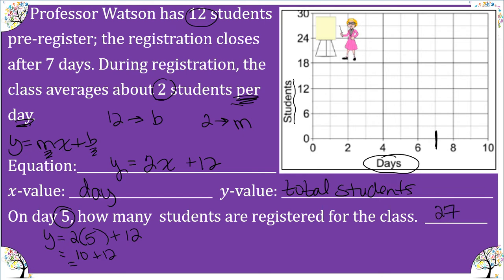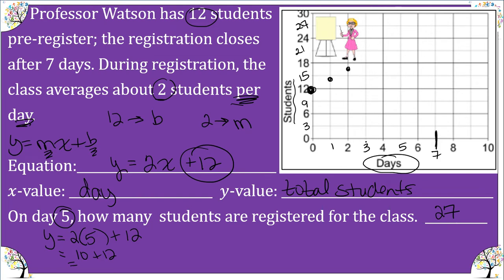Now let's graph this. So we're going to locate the y-intercept first, so that's 0, 12. Sometimes you may have to write in some numbers, okay? These are going up by 3s. And now let's locate, like on day 1, how many students. So we just say 2 times 1 plus 12, so that's 14. So on day 1, there's about 14. Then on day 2, 2 times 2 is 4, plus 12 is 16. And we're just going up 2 each time.